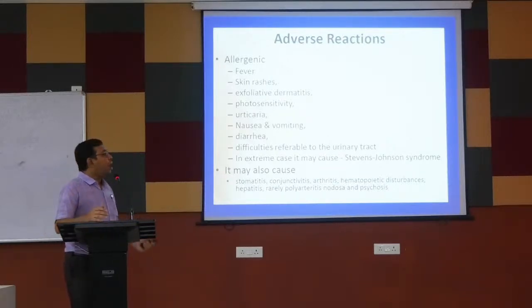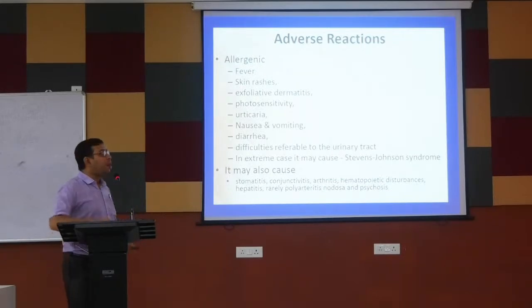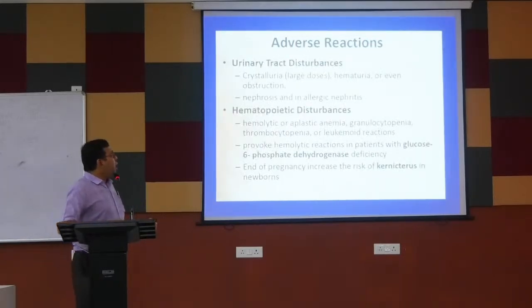But in the most severe cases, there may be deepening of the skin lesions. Skin may be peeled off, and this is known as Stevens-Johnson syndrome. So Stevens-Johnson syndrome can happen in some rare cases of sulfonamide allergy. Urinary tract disturbances: we already discussed crystalluria in large doses. So when sulfonamide is given in large doses, crystalluria can happen.